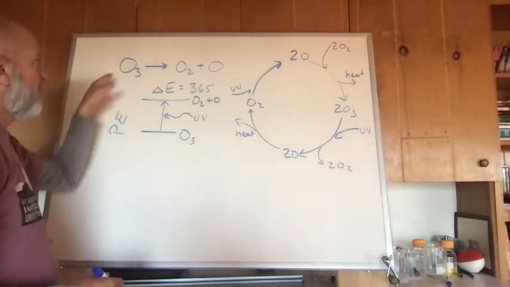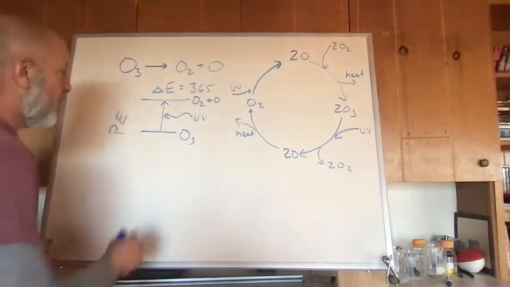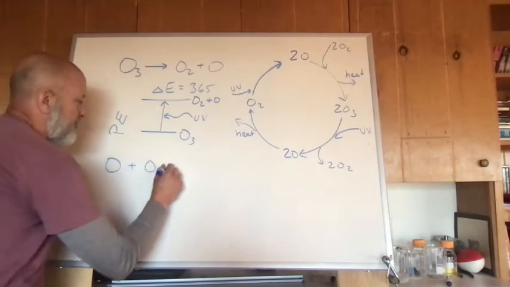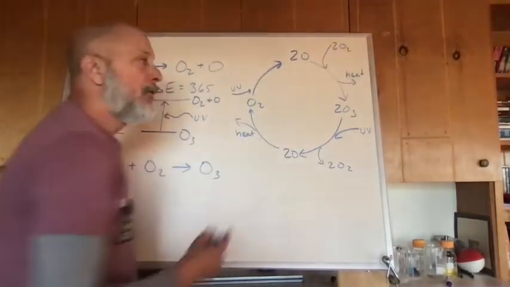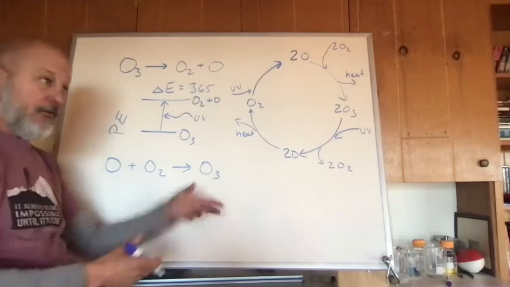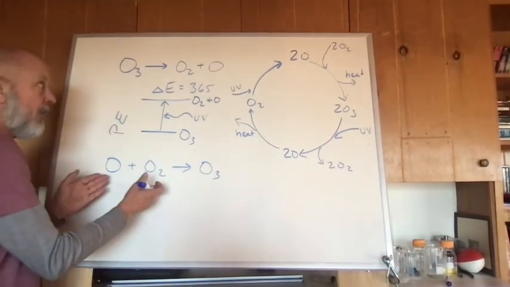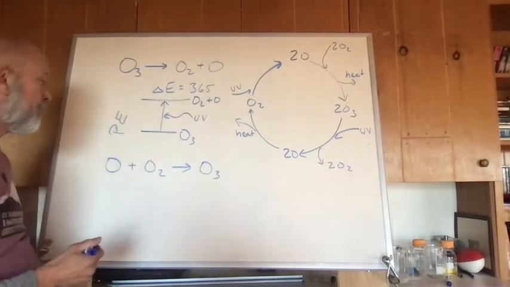Then, of course, once I've got all this O2 and O, what are they going to do? They're going to reform some more ozone. So we'll get this cycle where ozone is being broken apart and then it's being recreated so it can be broken apart again. What am I doing here? I'm doing just the opposite, right? It's like this reaction written in reverse.